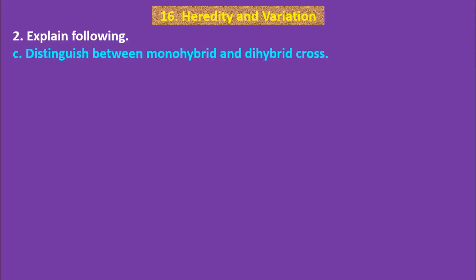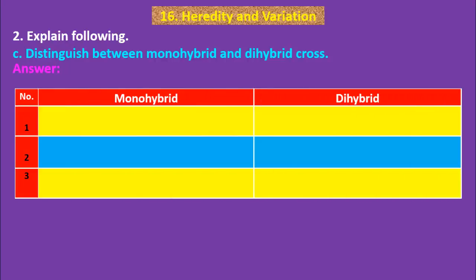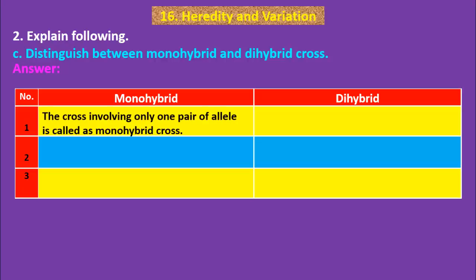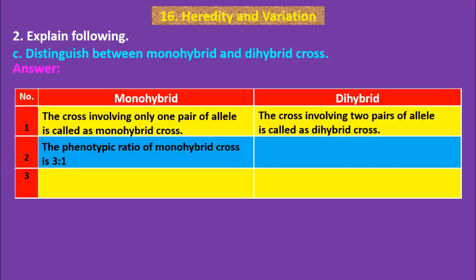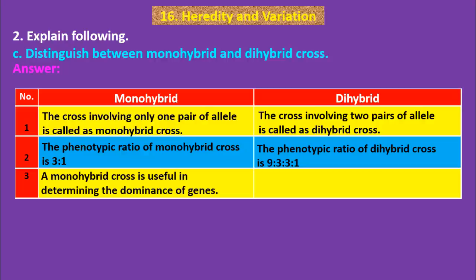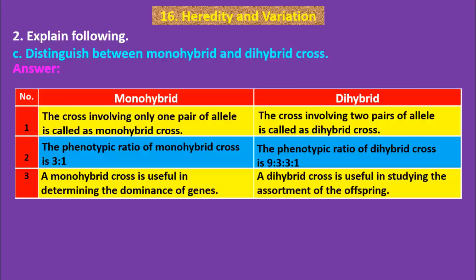C. Distinguish between monohybrid and dihybrid cross. Monohybrid, dihybrid. 1. The cross involving only one pair of allele is called a monohybrid cross. The cross involving two pairs of allele is called a dihybrid cross. 2. The phenotypic ratio of monohybrid cross is 3:1. The phenotypic ratio of dihybrid cross is 9:3:3:1. 3. A monohybrid cross is useful in determining the dominance of genes. A dihybrid cross is useful in studying the assortment of the offspring.